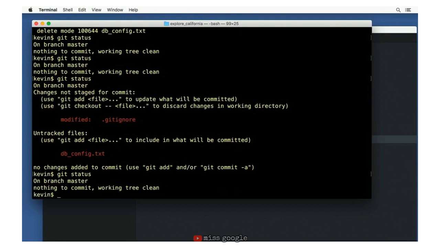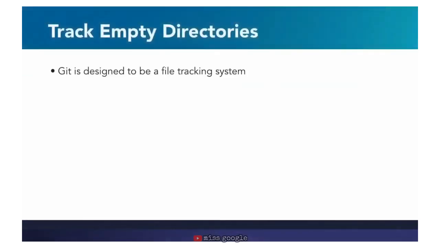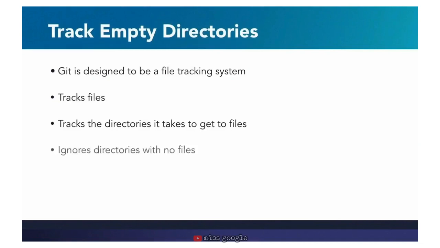The file does still exist, but future changes will not be tracked. In this movie, I want us to talk about how you can track empty directories in Git. Git is designed to be a file tracking system. So it tracks files and it tracks the directories it takes to get to files, but it ignores directories that have no files in it.